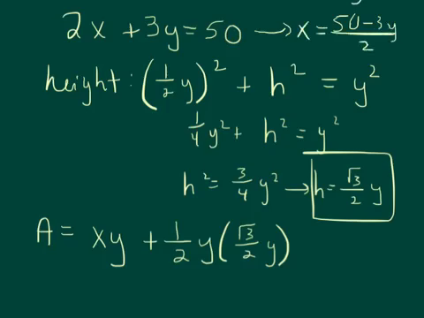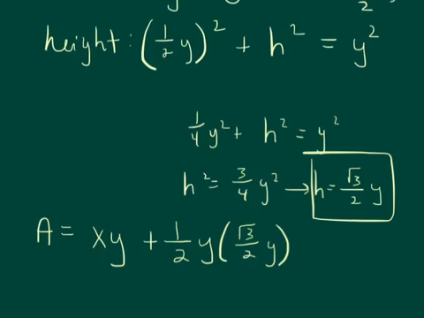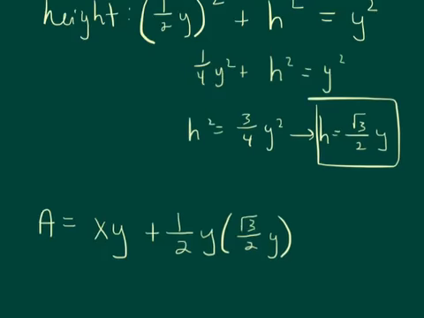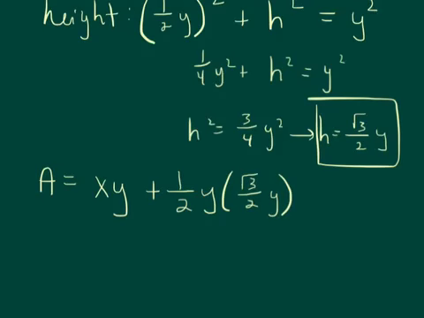Agreed? Okay, solve for x. Move the 3y over, and then divide by 2. Take that quantity and plug it in right here. And then you'll have an area function in terms of all y, and then we can maximize. So let's go ahead and do that. 50 minus 3y over 2. Why'd you write a? Isn't it just 50? It's the area function.